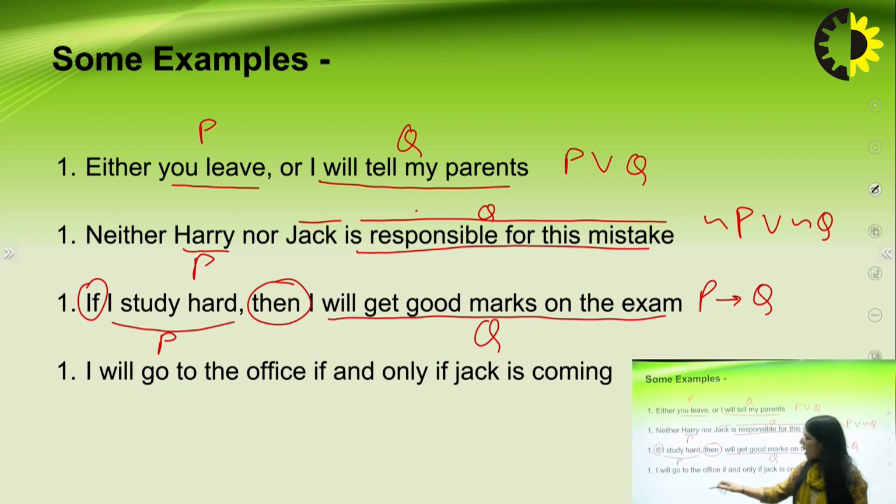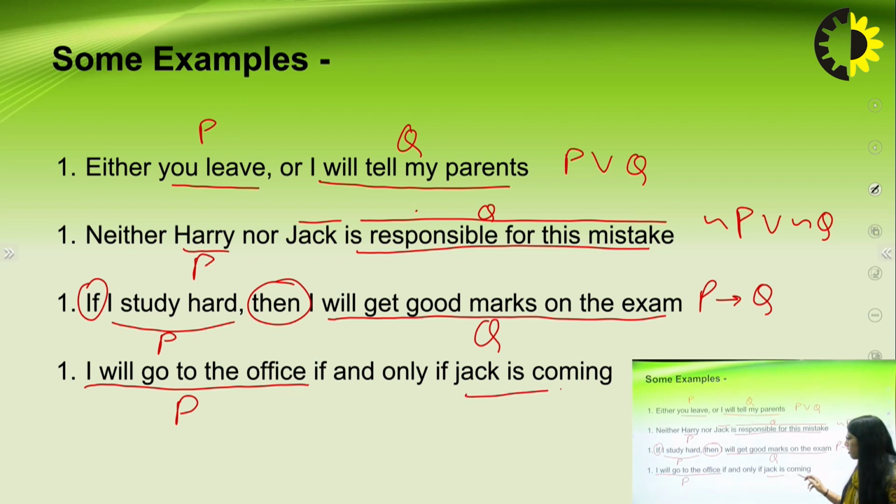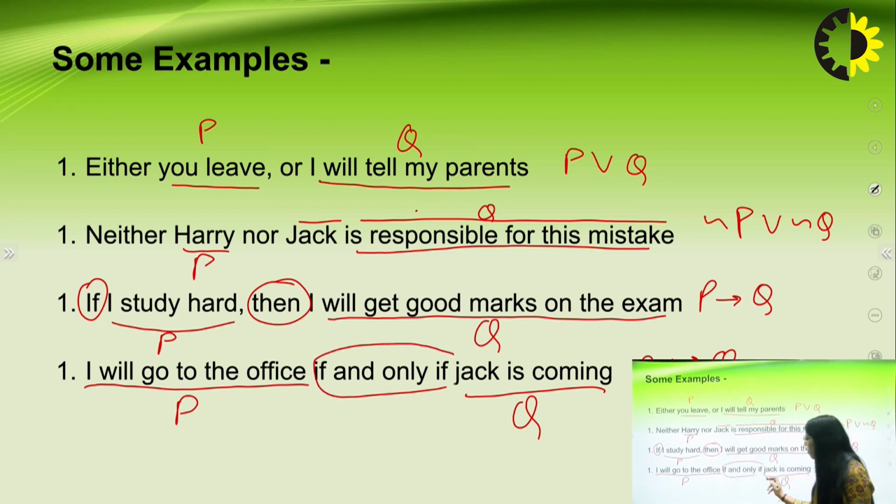Last one is I'll go to the office if and only if Jack is coming. So I'll go to the office can be considered as the P statement and Jack is coming can be considered as the Q statement. Then we can write it as P biconditional Q, because as we can see, if and only if is used in between these two statements. So this represents the biconditional operator.